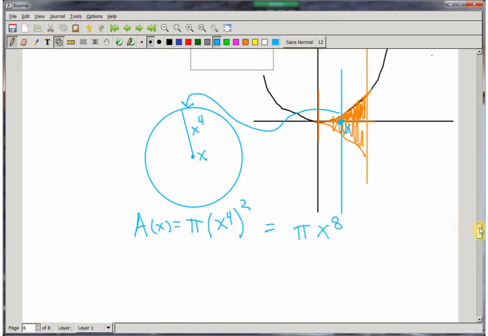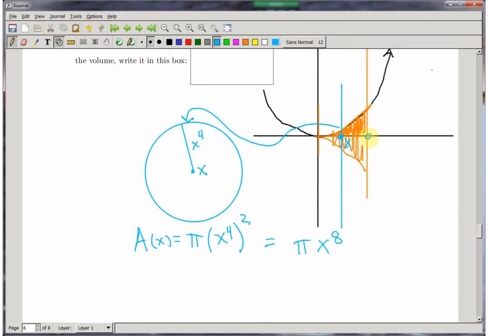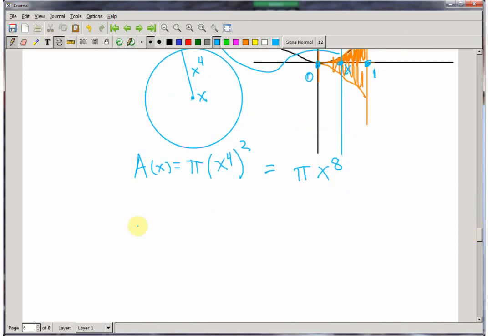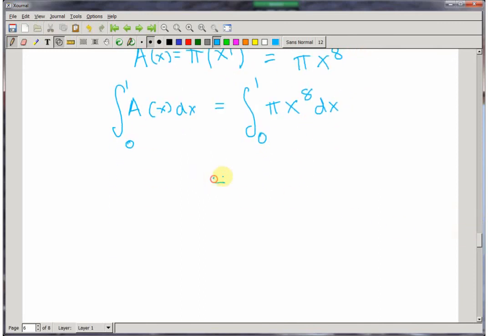So what we want to do is integrate the area of a slice function over the limits. So remember we decided this is 1, and of course the origin is 0. So we just integrate the area of a slice from 0 to 1. And it's this: the integral from 0 to 1 of pi x to the 8 dx. And those of you who are really smart and remember the answer from Maple can see that we're right. So this becomes pi times x to the 9th over 9, and the limits are from 0 to 1.